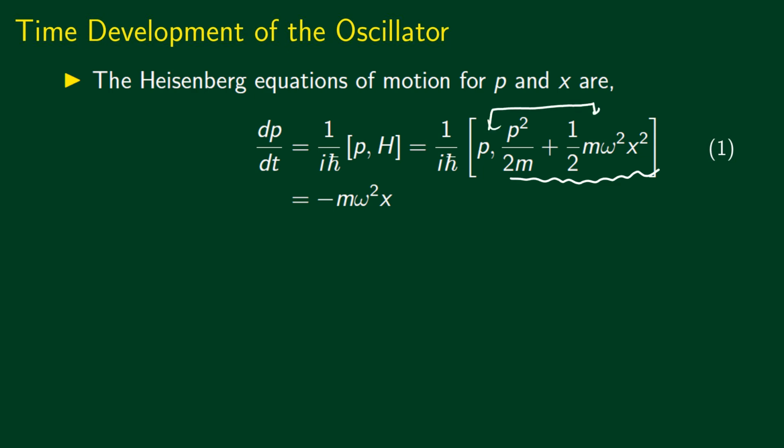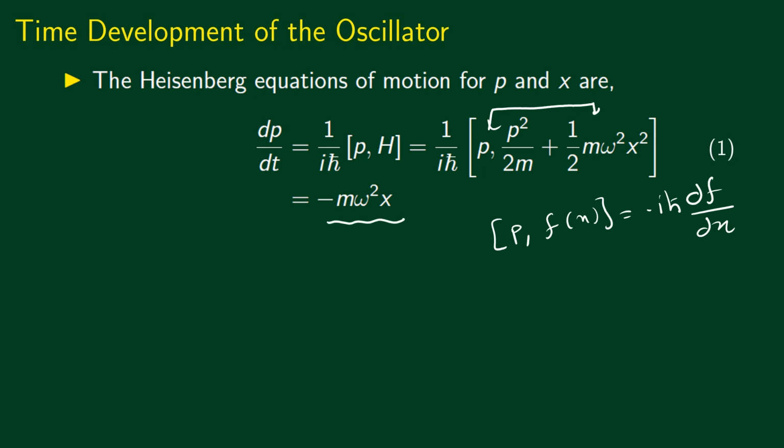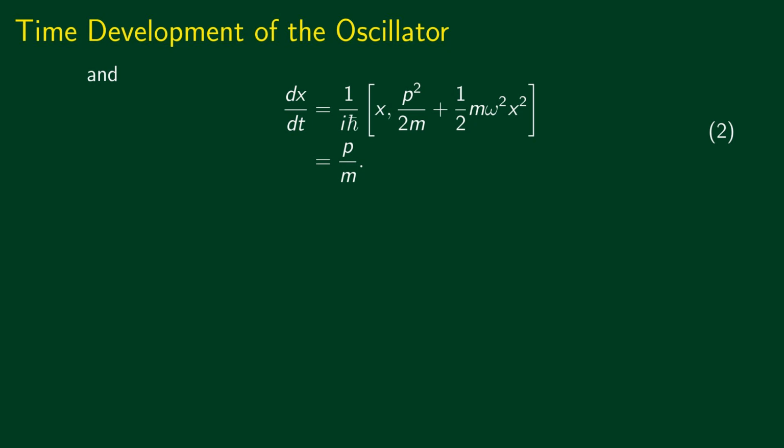You can either evaluate this commutator directly or you can use this formula. The commutator of p with some function of x is equal to minus i h bar, the partial derivative of f with respect to x. And that gives you dp by dt is equal to minus m omega squared x. Similarly, dx by dt is 1 divided by i h bar multiplying the commutator of x with the harmonic oscillator Hamiltonian. This commutator also can be evaluated easily.